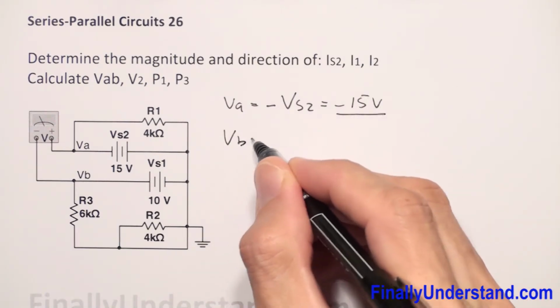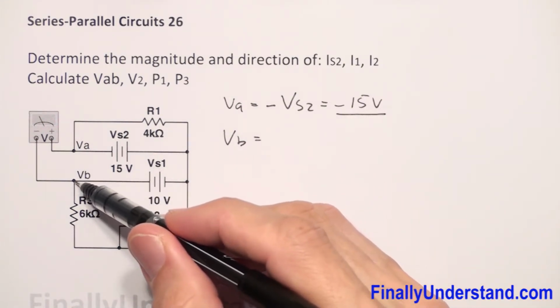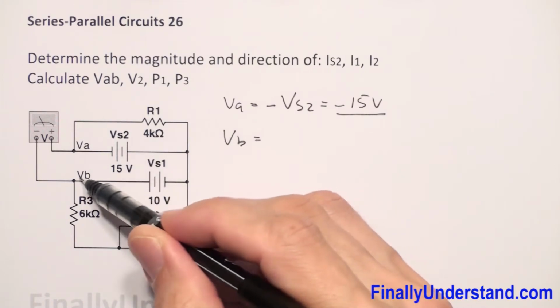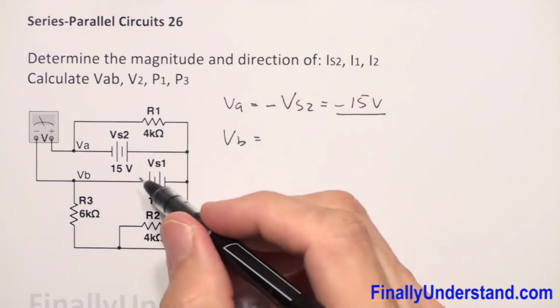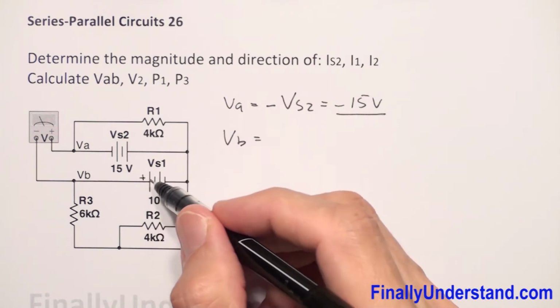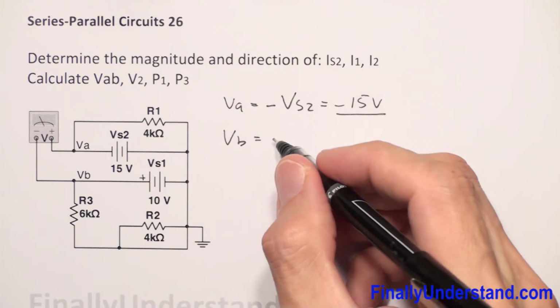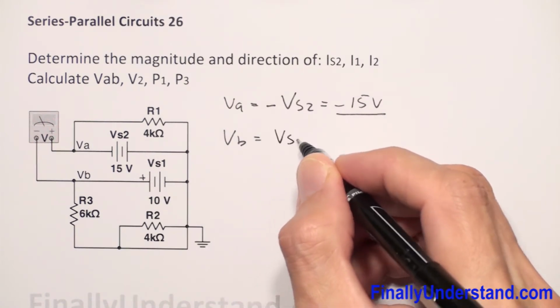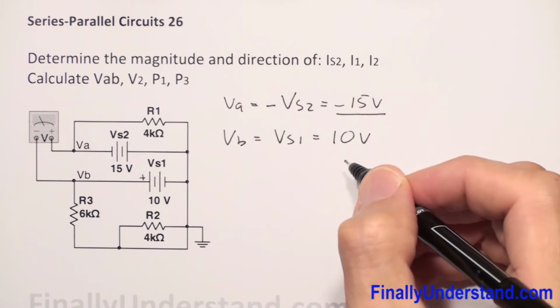VB is the voltage from this point to the ground. As you can see, this is again the voltage across this voltage source, but this time the positive terminal is connected to this point. So this is going to be positive voltage source 1, which is equal to 10 volts.